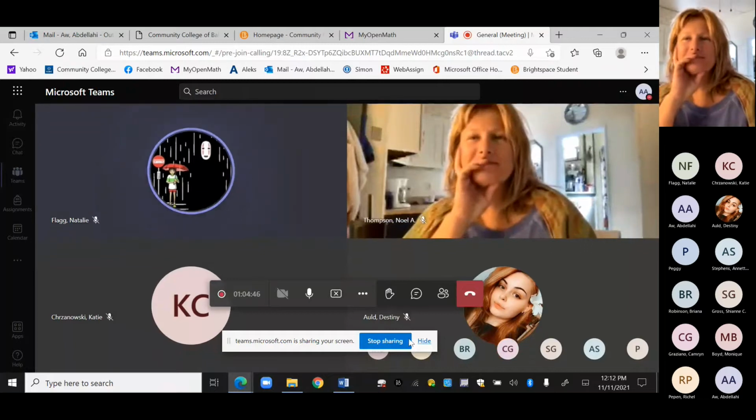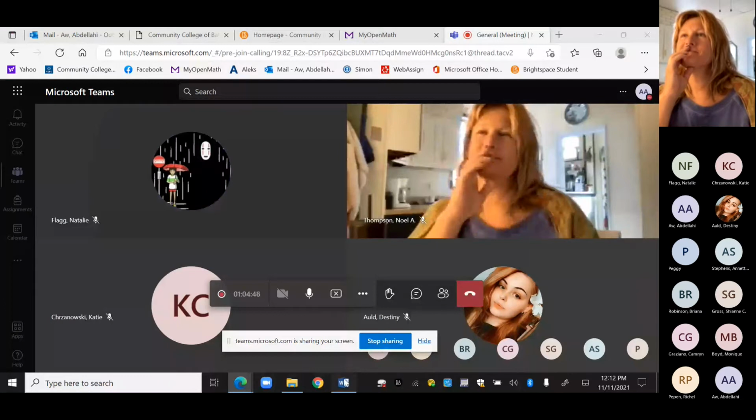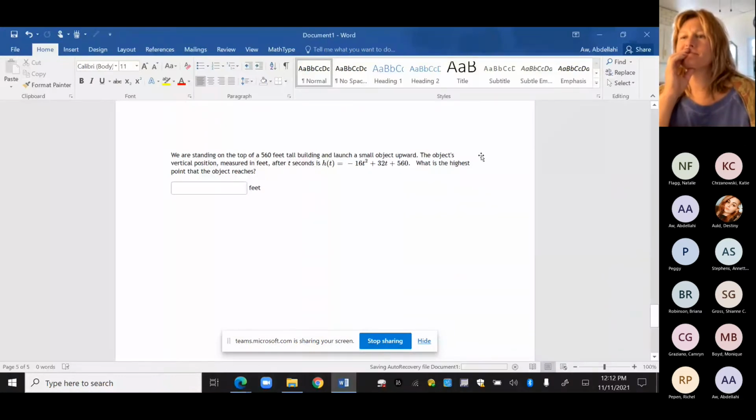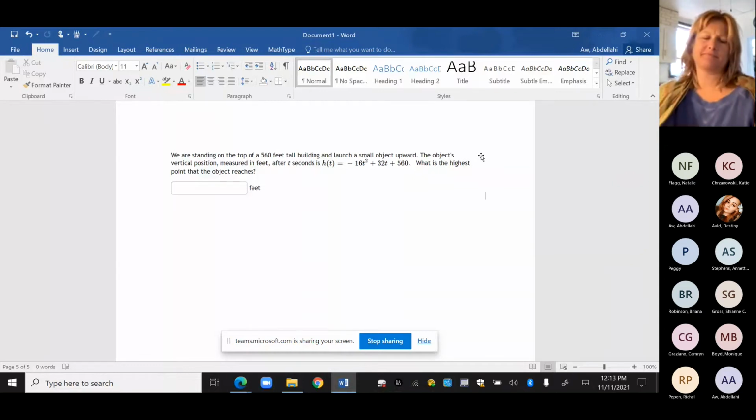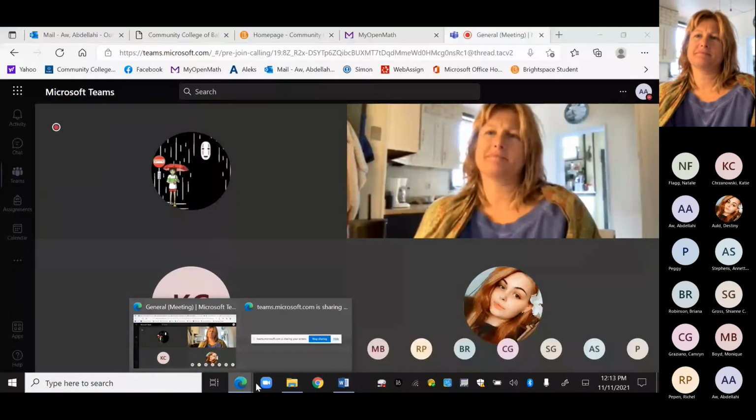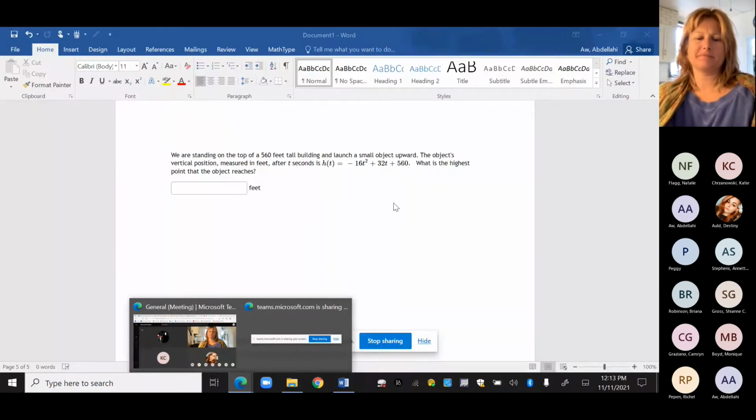So everybody, do you see this one right here? I knew something was wrong when I asked the question and nobody was answering. All right. You see the h here is given. The h is the height of the object after t seconds. That is what h represents.